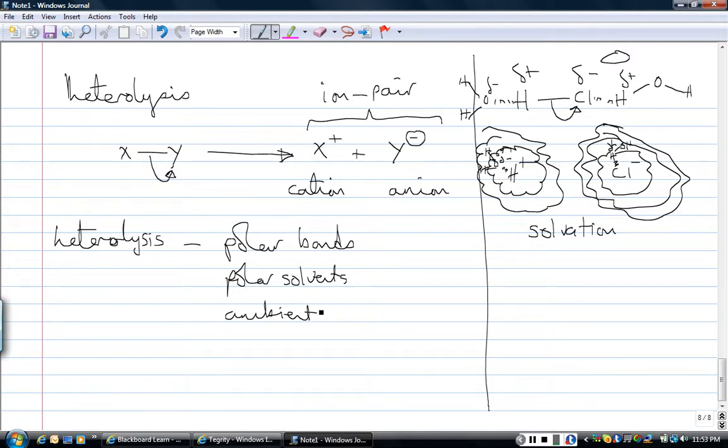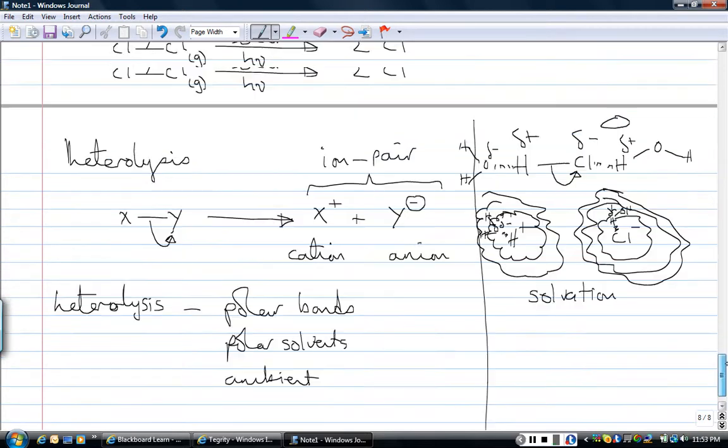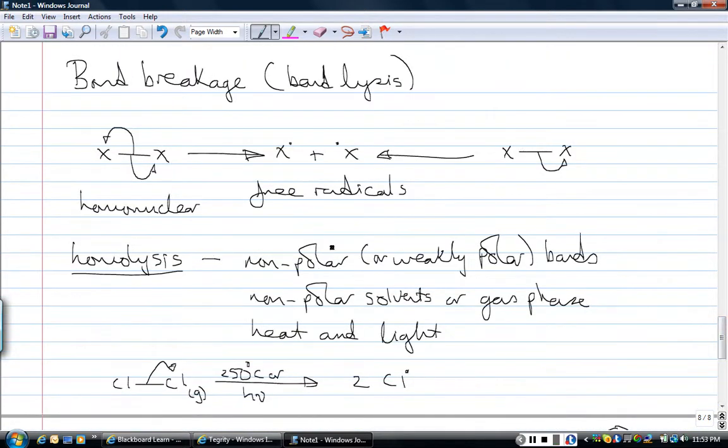So my conditions that favor heterolysis then are polar bonds, polar solvents. And of course, I don't need massively energetic conditions if I have these two, because the polar bond encourages the ionization as does the polar solvent. And so I don't need to be putting in large, massive amounts of energy. In contrast, if I want to get homolysis, then of course I want the bond to be non-polar, because I don't want either atom to have a much superior pull on the electron pair than the other one, because that would tend to promote heterolysis.